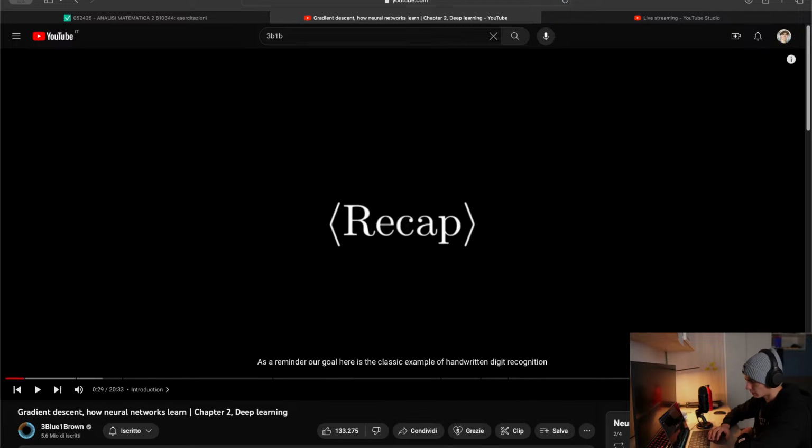Ok, quindi ci fa un riassunto e ci fa vedere questo gradient descent e poi facciamo un'analisi più dettagliata su quel modello per identificare un numero dato un input. Guardo la chat un attimo.